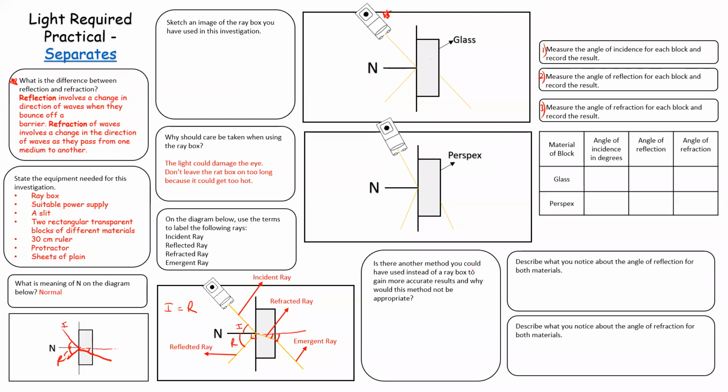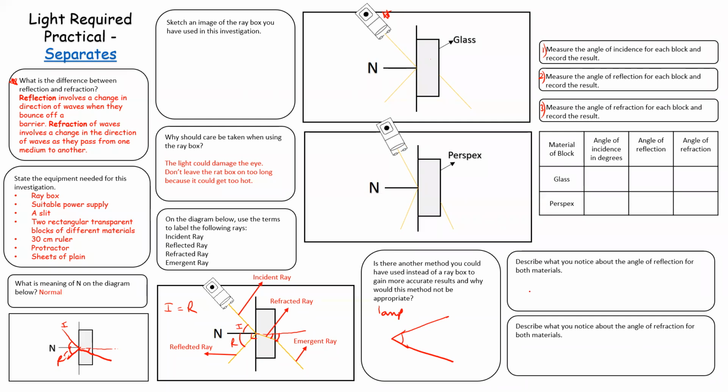Is there another method you could have used instead of a ray box to gain more accurate results? And why would this method not be appropriate? The only thing I can think of is a lamp. But from the photosynthesis required practical, you know that a lamp will emit light and it won't spread out like that. You need a ray box to keep the light in a straight line.